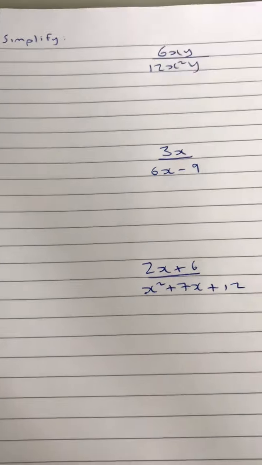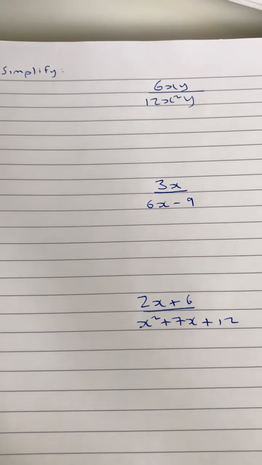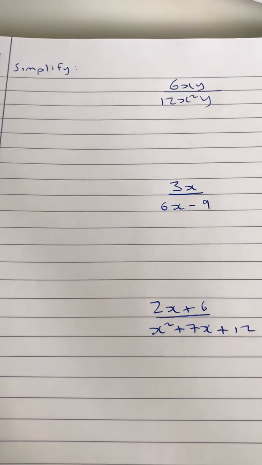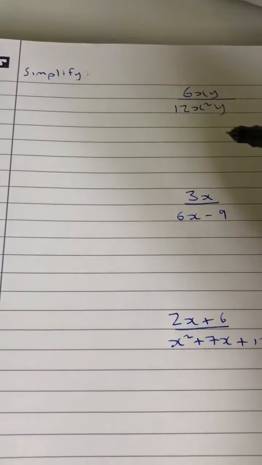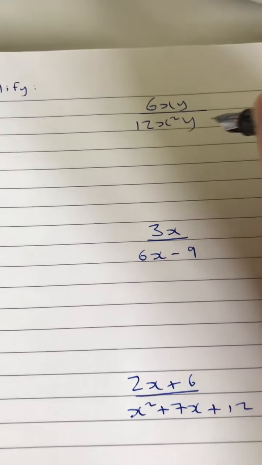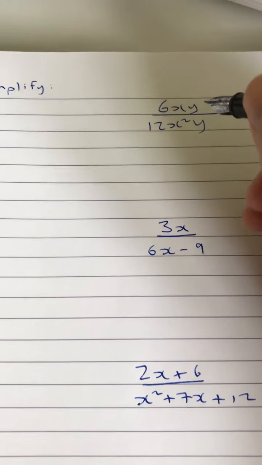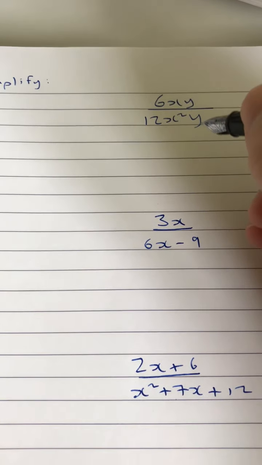Okay, so this is going to be a very brief introductory video just to look at the next stage of simplifying algebraic fractions, because last time we did some that looked like this example at the top here, where you've got 6xy over 12x squared y, and you want to simplify this fraction. And all we do is we divide the top and bottom by things that go into the top and bottom.